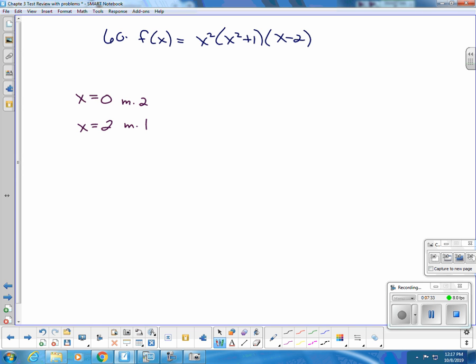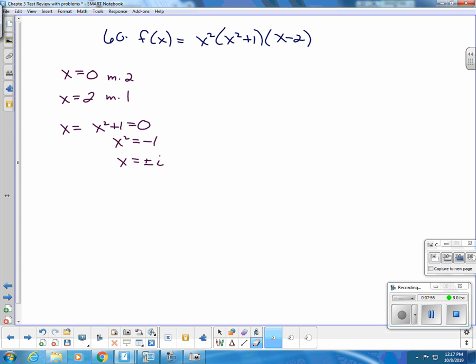All right. So we've got our zeros. Now be careful. That middle factor, I'm going to go ahead and write this. If I set this equal to 0, I get x equals plus or minus i. That's why we're not going to include it in our x equals. But what is the degree of this function?